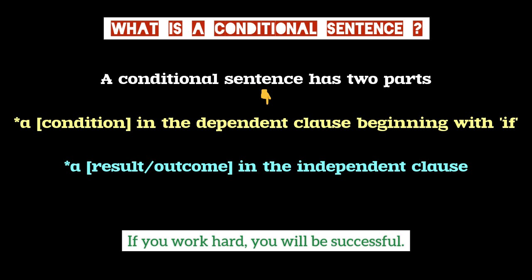For example, the sentence, "If you work hard, you will be successful," is a conditional sentence. In this sentence, "if you work hard" is the condition and "you will be successful" is the consequence or result. Obviously, "if you work hard" is the dependent or if clause and "you will be successful" is the independent or main clause. The if clause contains the condition and the other clause or the main clause contains the result.